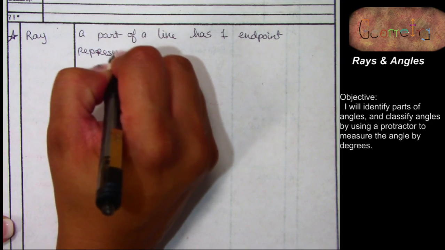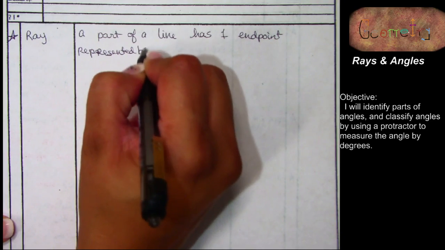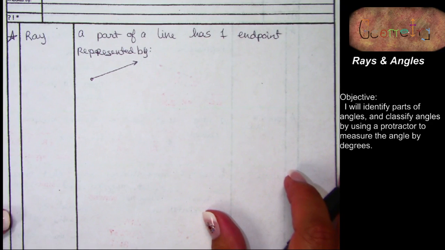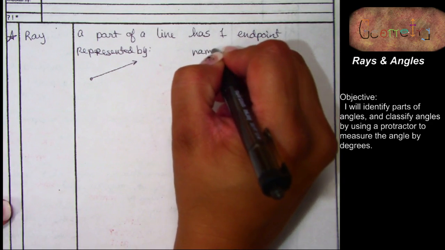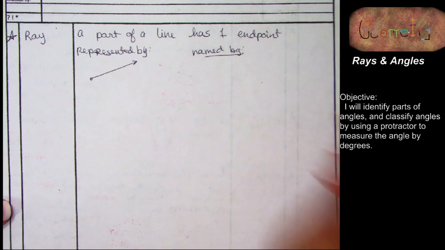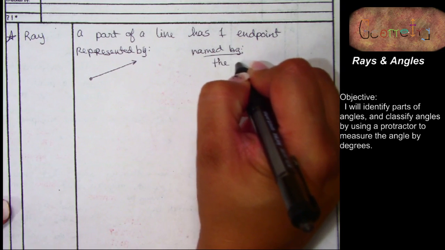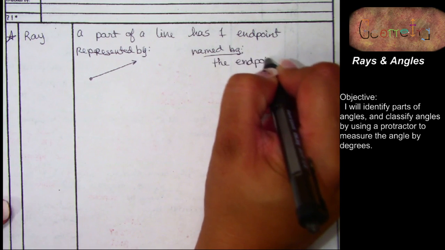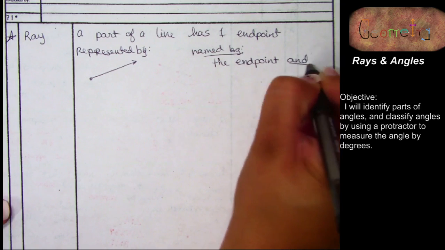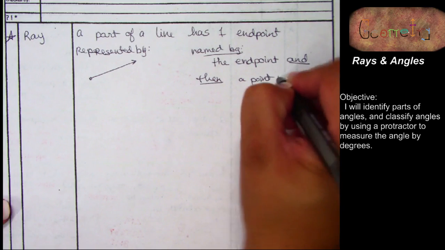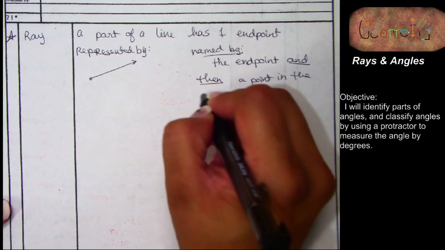When we need to represent a ray, we're going to draw something like that. We have an endpoint, we have some sort of line, and then it ends in an arrow. And rays have a very specific way that they need to be named. Rays must be named by the endpoint and then a point in the direction of the ray.